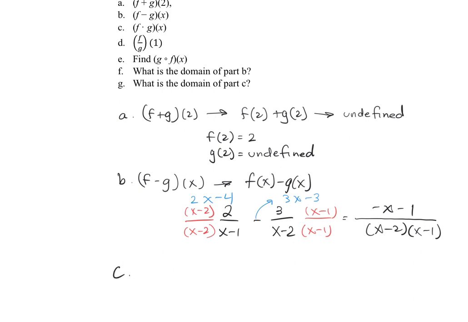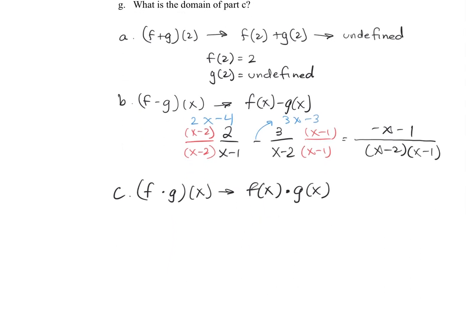Okay, for part C, f times g of x is the same thing as f of x multiplied by g of x. This is a filled in circle. So it's 2 over x minus 1 multiplied by 3 over x minus 2. Remember, with multiplication, you just multiply straight across. Like that.